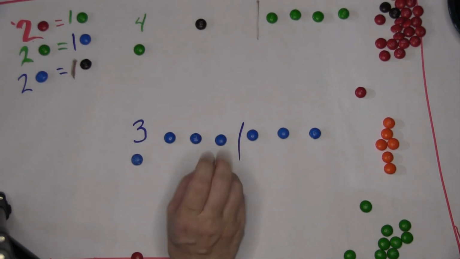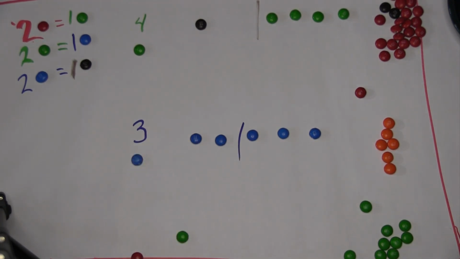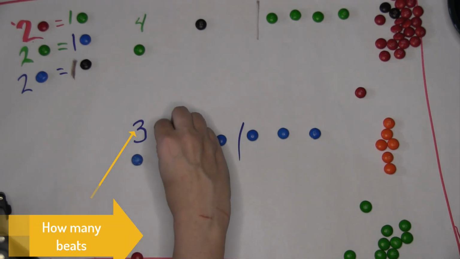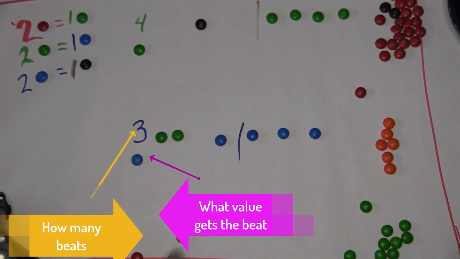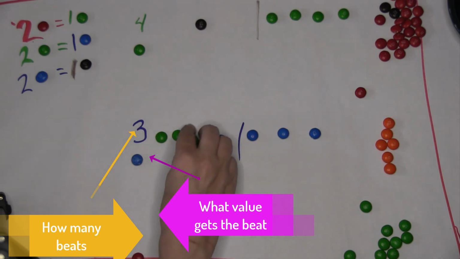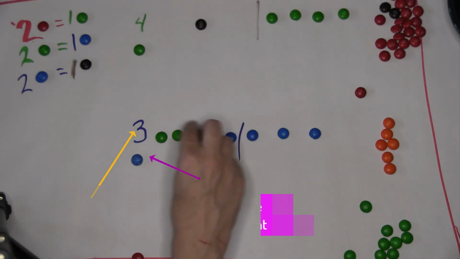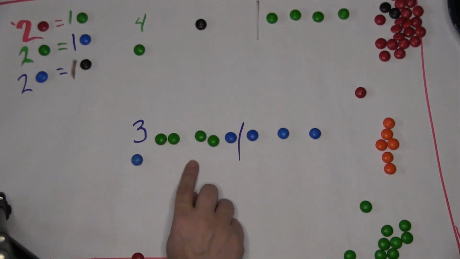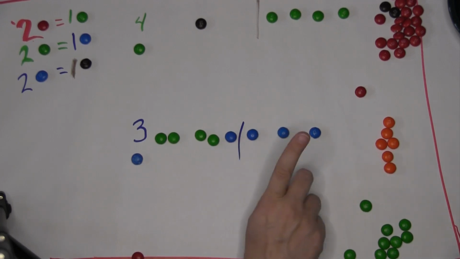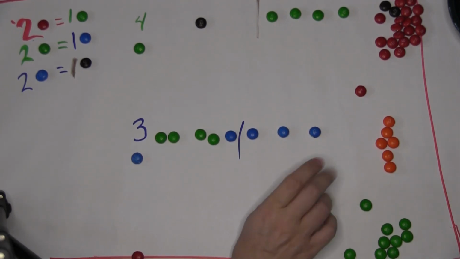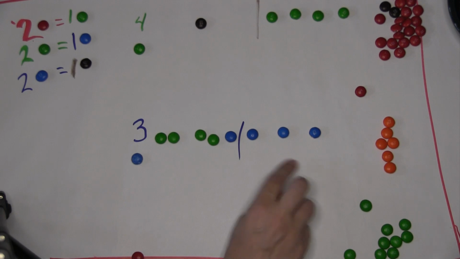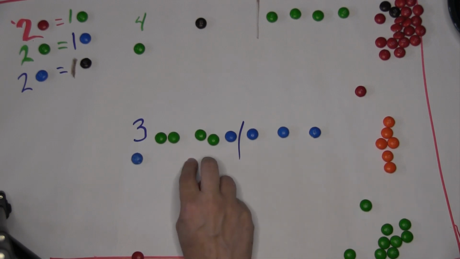Okay, the top number tells us there are 3 beats. The bottom symbol tells us those were blue M&Ms. I can replace a blue with 2 greens, so I'm going to do that. And I'm going to try and group them. 1 and 2 and 3, 1, 2, 3. I'm trying to group those green M&Ms into little beat areas so it's easy to see.